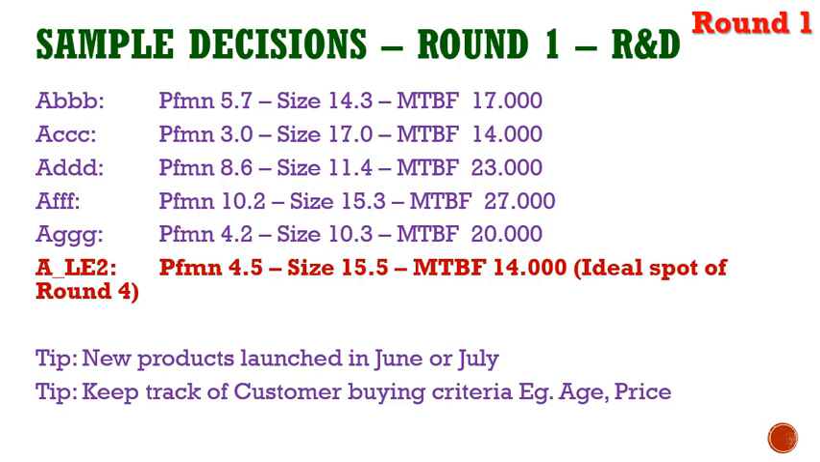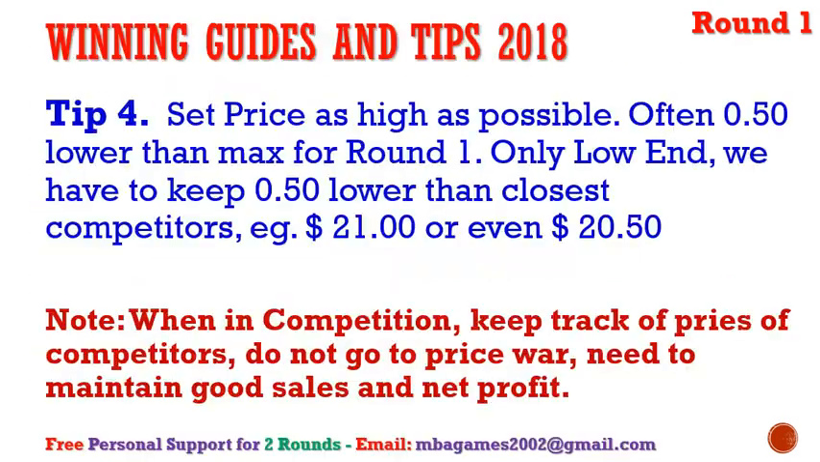So we get the tip of launching a new product in June or July, but sometimes if you want to get the product close to the ideal spot, it can be August or even September, October, but it's okay. Then later on you can sell better. That depends on competitor strategy too. And you keep track of customer buying criteria, especially their price, right?